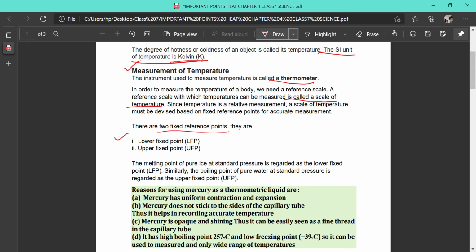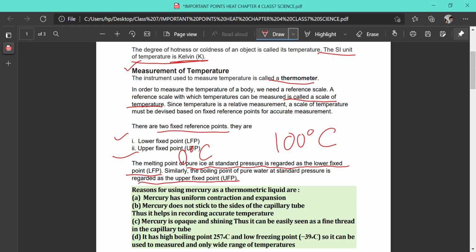The melting point of pure ice at standard pressure is regarded as the lower fixed point, and similarly the boiling point of pure water at standard pressure is known as the upper fixed point. What is the boiling point of water at standard pressure? That is 100 degrees Celsius. And what is the temperature of the melting point of ice? It is 0 degrees Celsius. So that much you should remember.